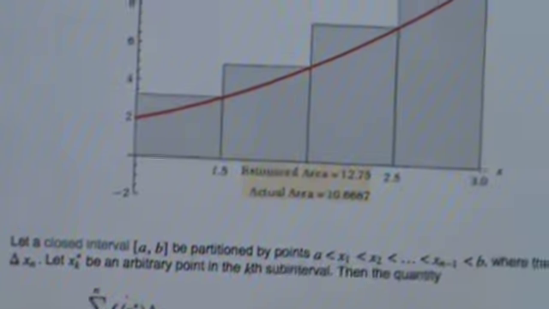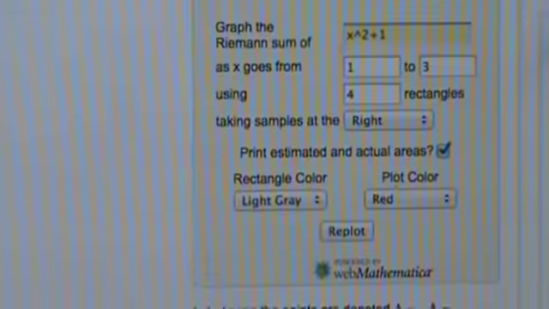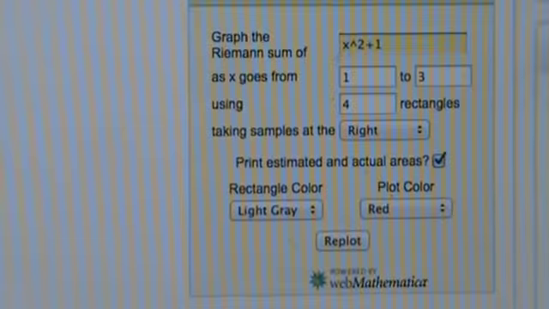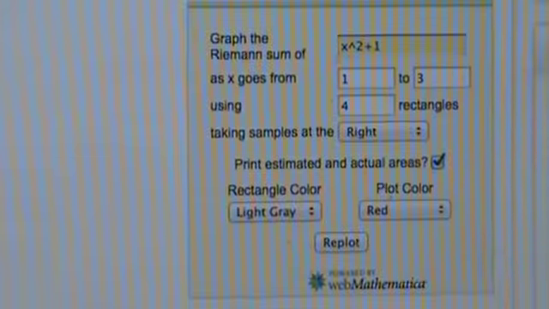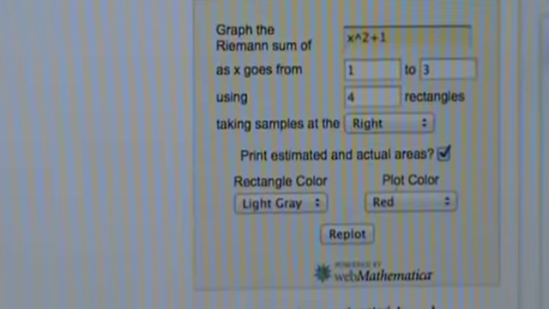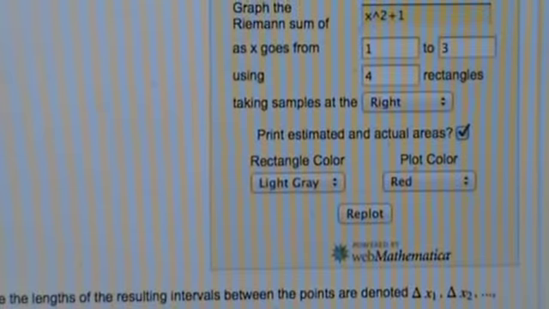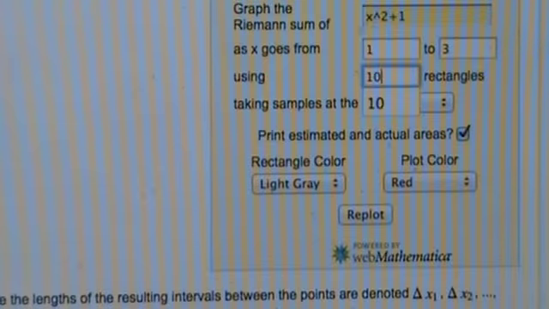Now I'll show you what I plugged in. I got this on the Wolfram website. I plugged in x squared plus 1 as my function. I said start at x equals 1, end at x equals 3, 4 rectangles, and I'm going to use the right sum. We only use right and left sum in this class. Then the question I would ask is, what would happen if I use more rectangles? So what if I go over here, instead of using 4 rectangles, I use 10 rectangles?